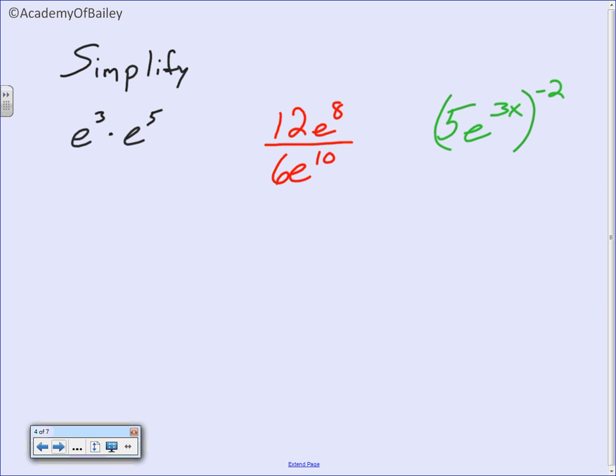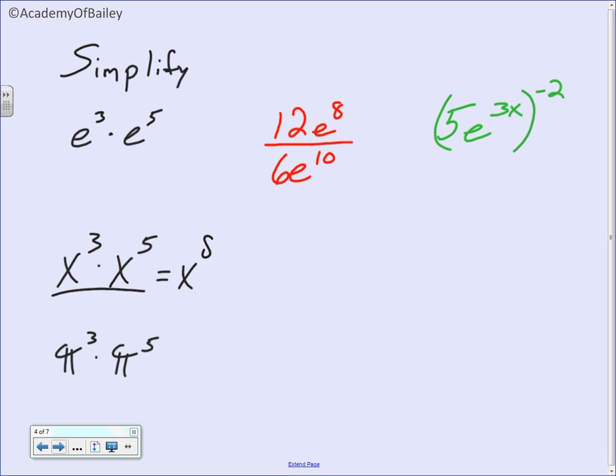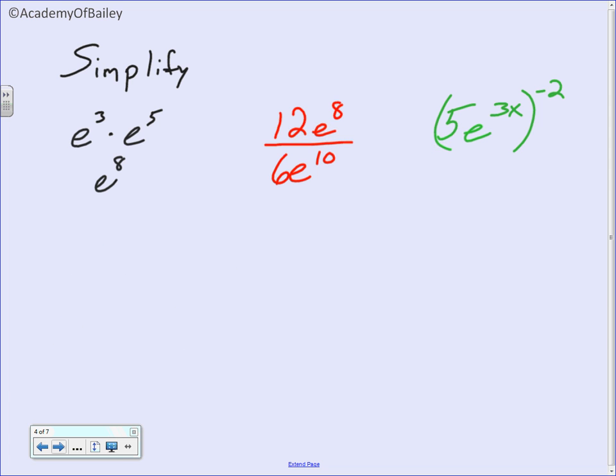Working with it, you work with it the same way you work with variables, the same way you would work with pi. x cubed times x to the fifth is going to be x to the eighth. Pi cubed times pi to the fifth is going to be pi to the eighth. And so this should be e to the eighth. The rules, the exponent properties, still follow, even with the natural base e.